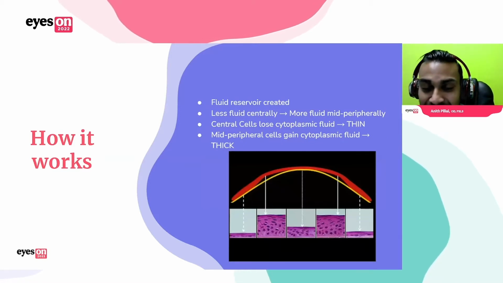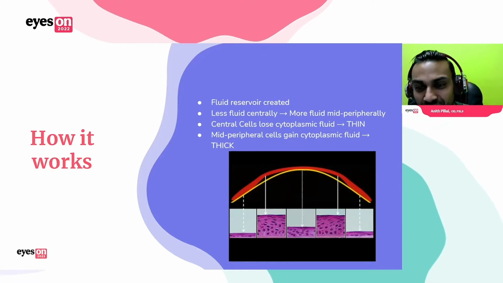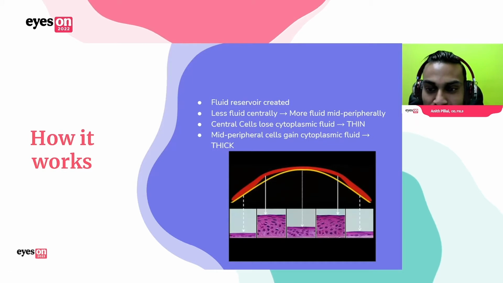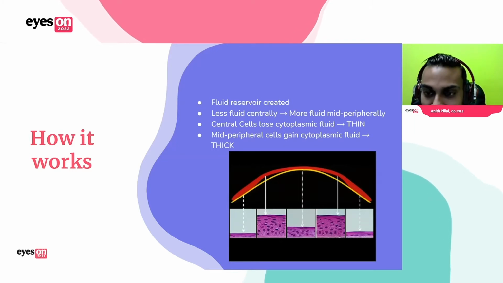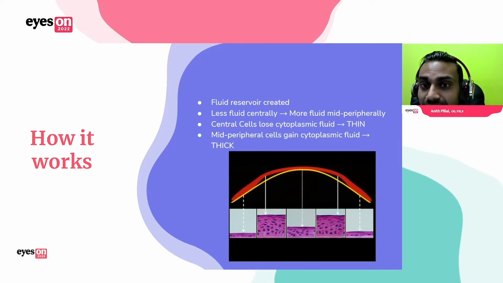And I'll have a few histology slides. I know it's not everybody's favorite, but I think it's important to show because when we're making these cellular changes, it's not just movement. It's actually the cellular structure itself. So under this reservoir, we're having this positive push force and negative pull force. So that's migrating the epithelial cells from the center to the mid-periphery.